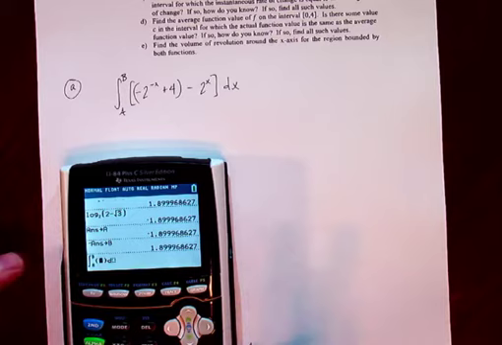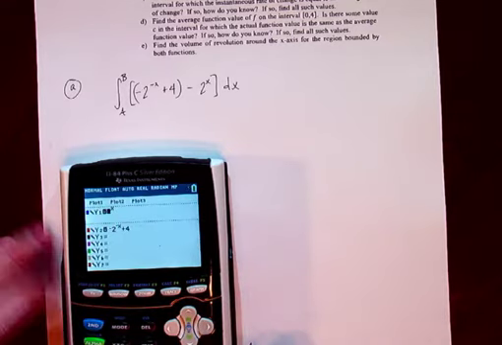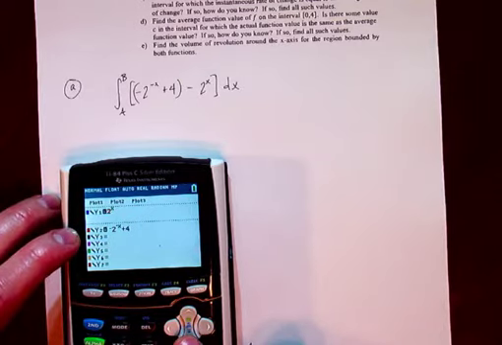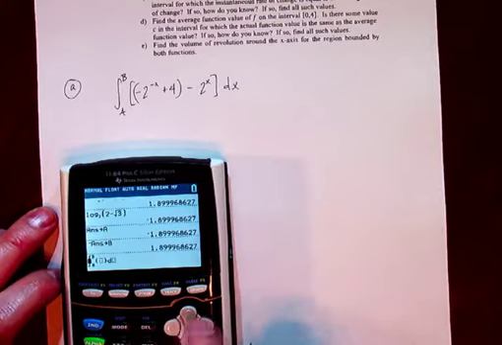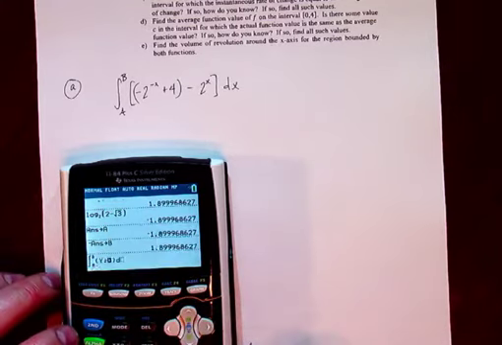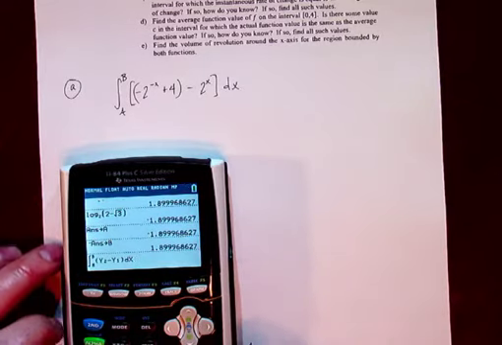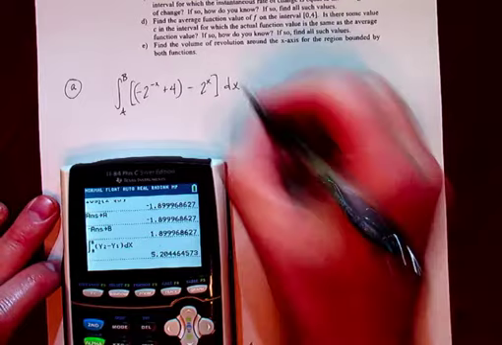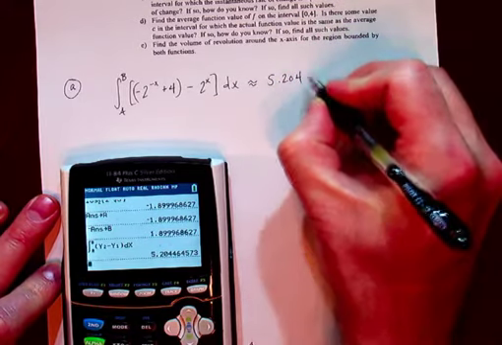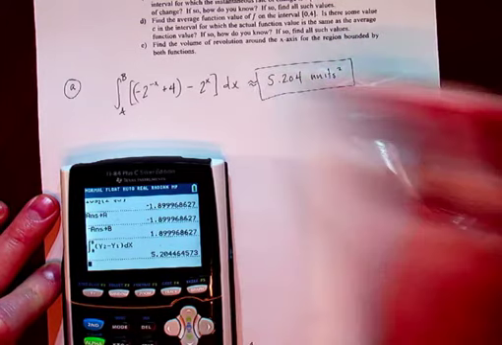Now remember that I got to go back and maybe remember how I put them in. F of x is in y1, g of x is in y2. Okay, so I basically am going to need y2 minus y1 dx. And it is approximately 5.204 units squared. Okay.